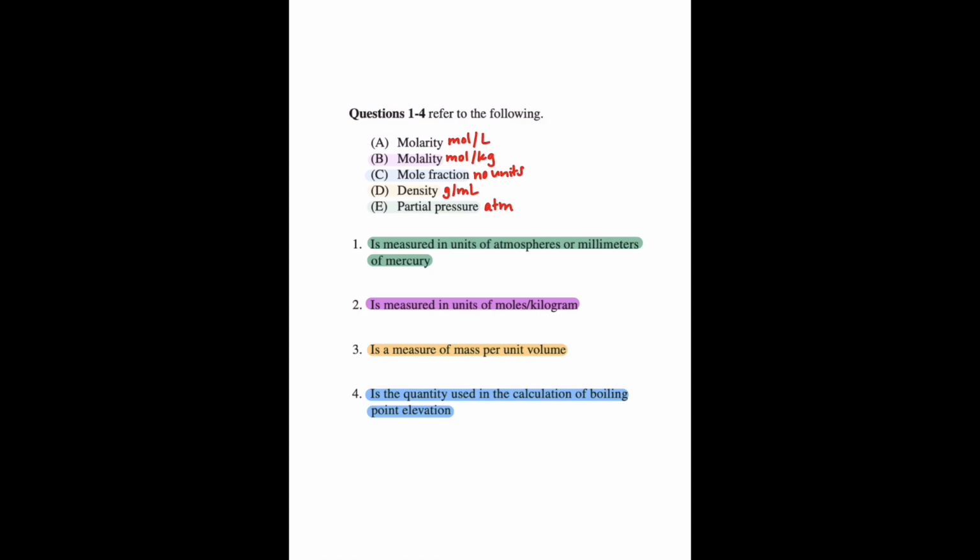So going through, our first question asks exactly that, units of atmospheres or millimeters mercury. So we know that is E, partial pressure. Our next asks units of moles per kilogram, which we said was B, molality. Next, we have mass per unit volume, which is D, density. And finally, we have the quantity used in the calculation of boiling point elevation, which we know is mole fraction.